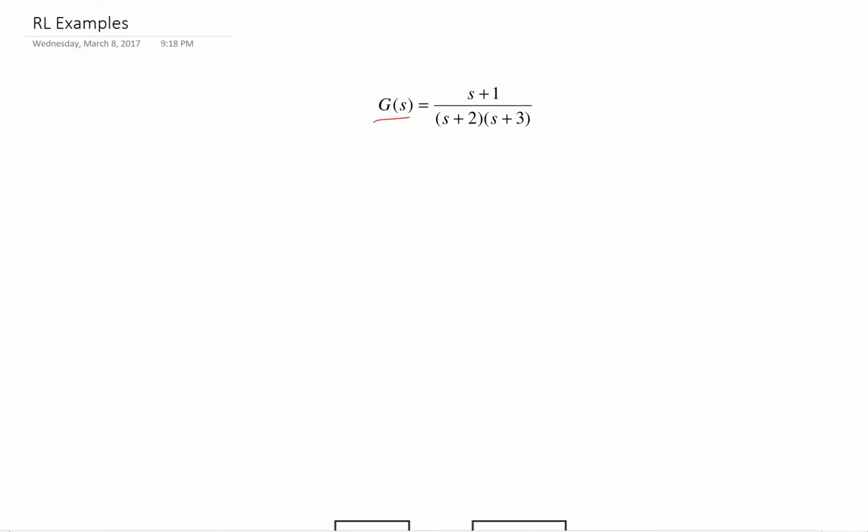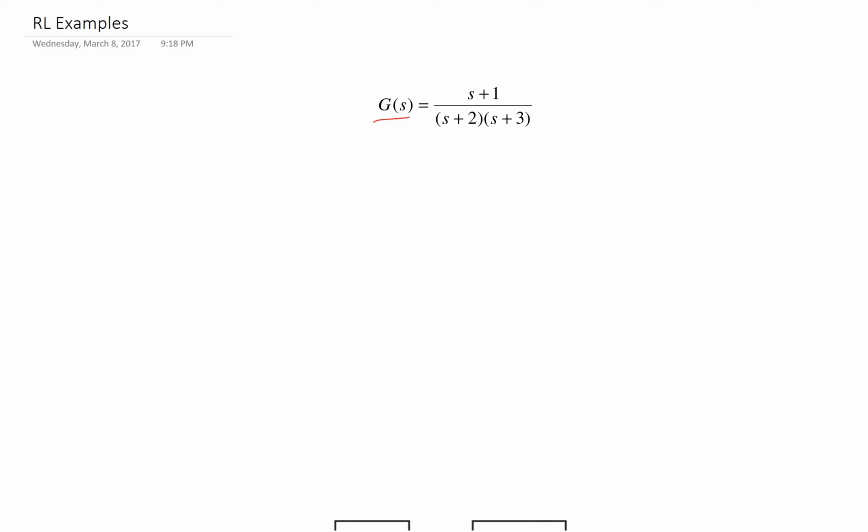Remember, root locus only makes sense when we're talking about the open loop transfer function, because we're trying to find where the closed loop poles go. So do not try to apply the root locus method to a closed loop transfer function, because it doesn't make any sense then. It's only the open loop transfer function.